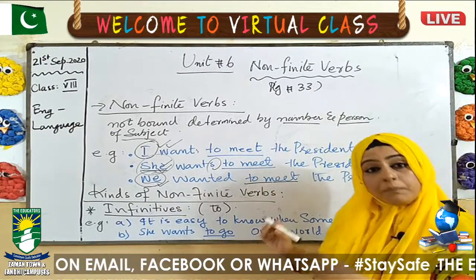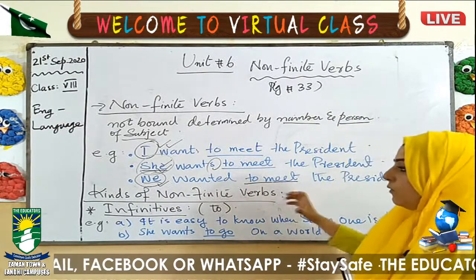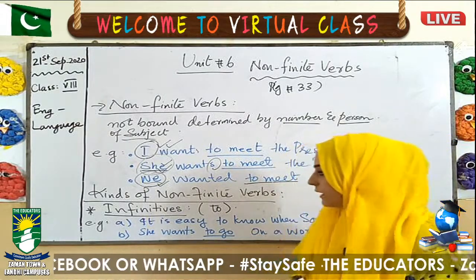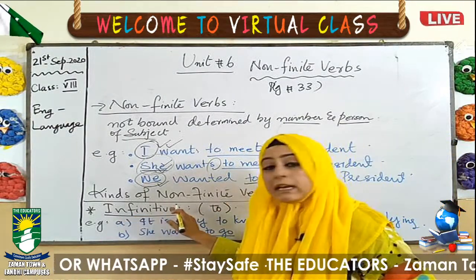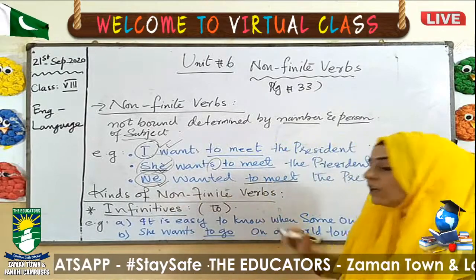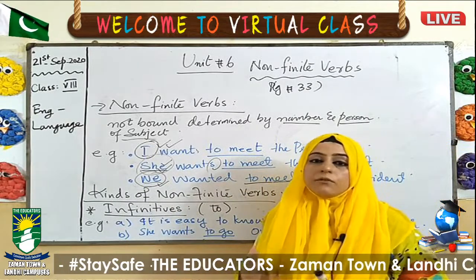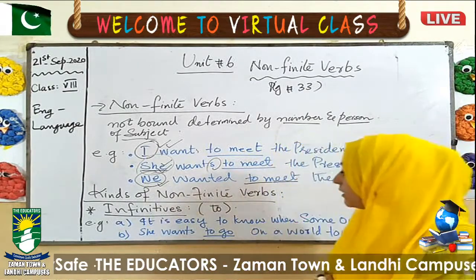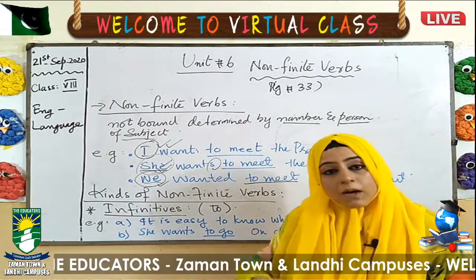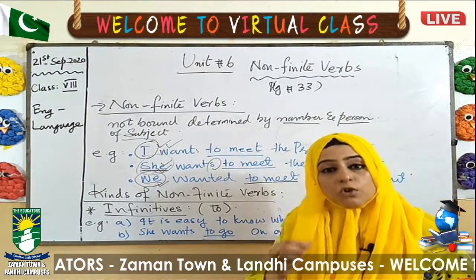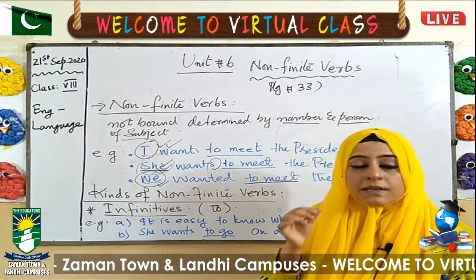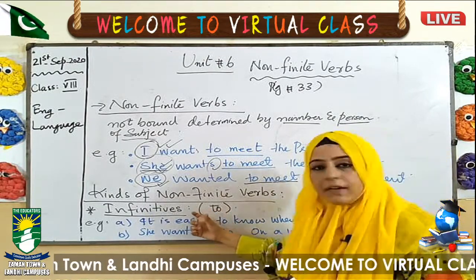Now come up to the kinds of non-finite verb. How many kinds of non-finite verbs are there? First of all, number one is infinitives. How would we define that? What are infinitives? Infinitives means your form of the verb has the preposition to with it. This is the identity of your infinitive forms.